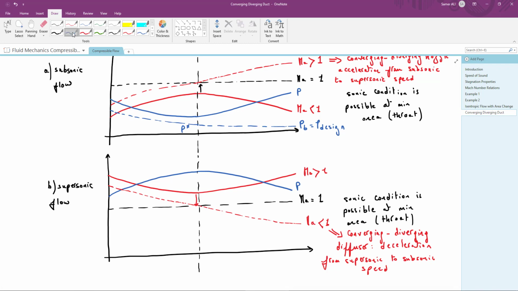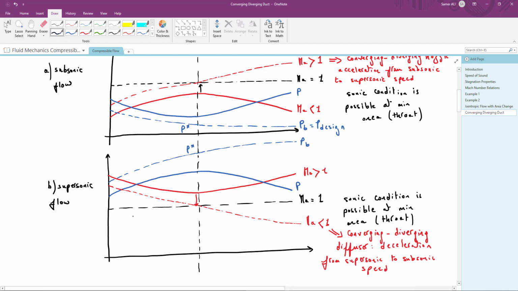Now, if we want to plot the pressure distribution, since this is a continuously decreasing trend for the Mach number, we will have a continuously increasing pressure. So the pressure will continuously increase. It will reach the critical value. As we said, for the sonic condition, the fluid will have a critical pressure here, and the pressure will continue to increase in the diverging section until it reaches some back pressure at the exit of this duct. So you can see here in both cases, the sonic condition is possible, in fact, at the minimum area location.